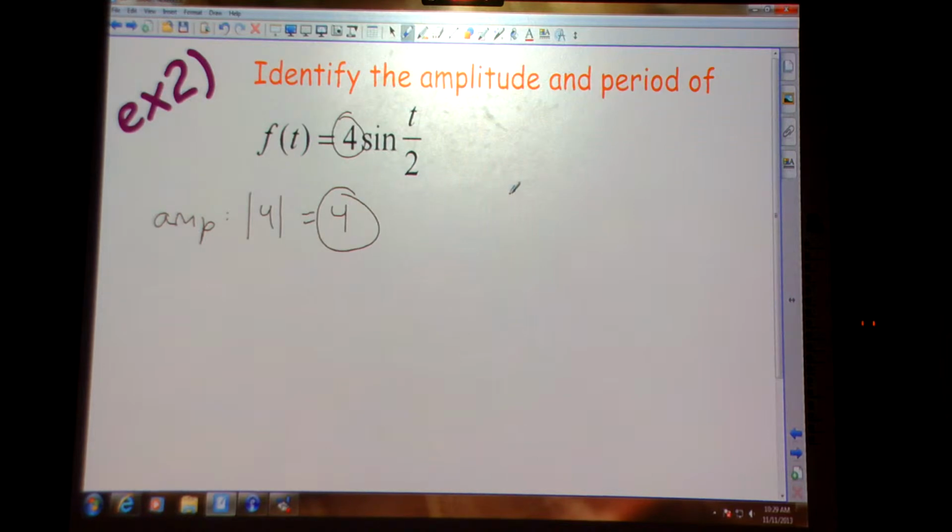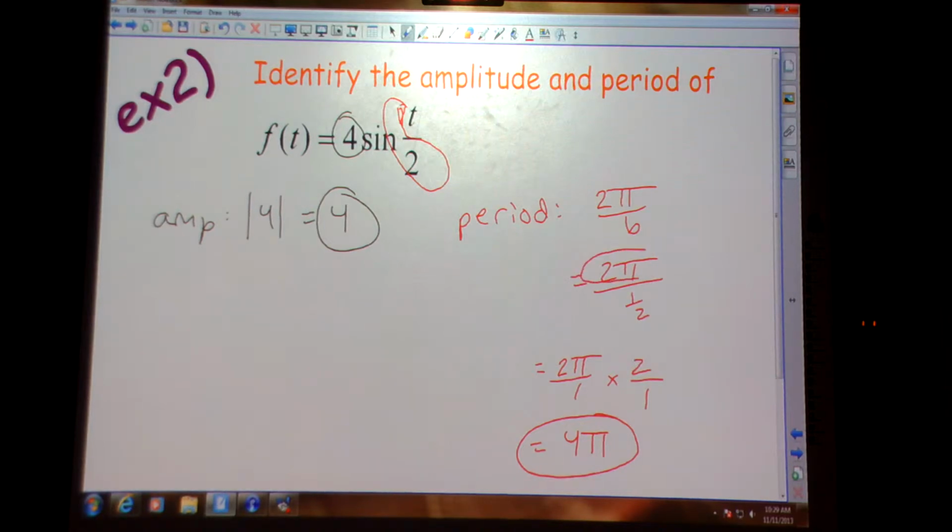Now, period is 2 pi over b, which in our case is 2 pi over, now be careful, in this case b is 1/2. Don't put 2, it's not 2t, it's 1/2 t. It's another way of writing that. So, how do we divide fractions? Well, we KFC. Keep the top, I'm going to put it over 1, flip the bottom, and multiply. I get 4 pi.